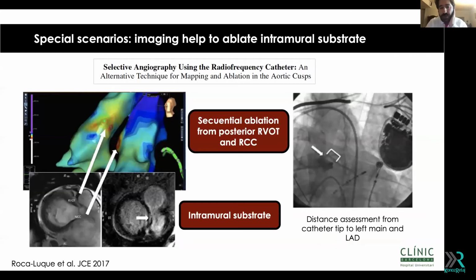Special scenarios, for instance, this is a patient that we published some years ago that has, clearly here in the MRI, intramural substrate between both outflow tracts, and we had to ablate from the CASPs and from the RVOT, because we already knew from the MRI that it was fully intramural, so we decided to approach from both sides.